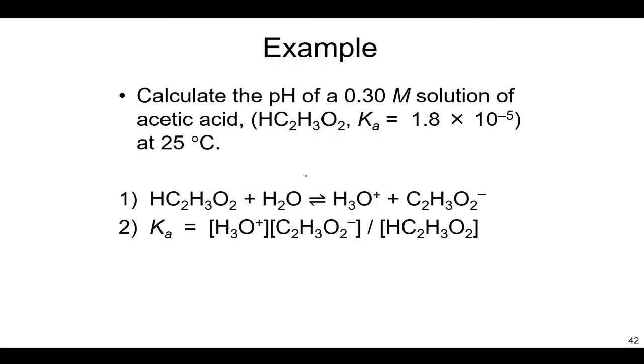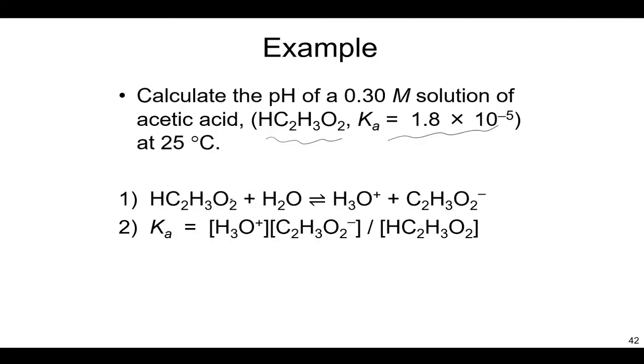Let's calculate the pH of a 0.30 molar solution of acetic acid written here. And you're given the Ka value. And this is, in practice, what is usually going to happen for you. You'll be dealing with some acid in the laboratory whose Ka is well known, but you're preparing a certain concentration of that acid, and you want to know its pH. So the first thing to do is to write the reaction. That's what we've done here.